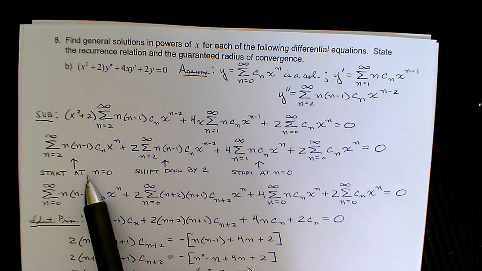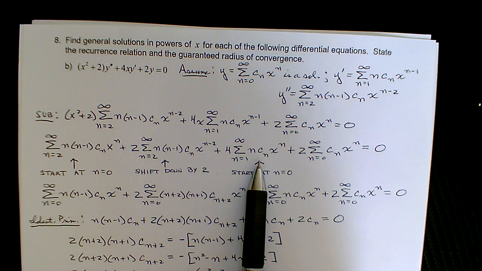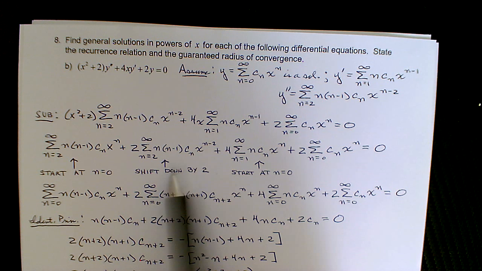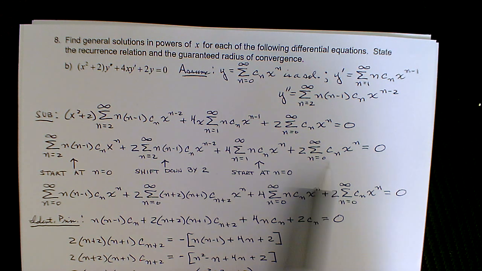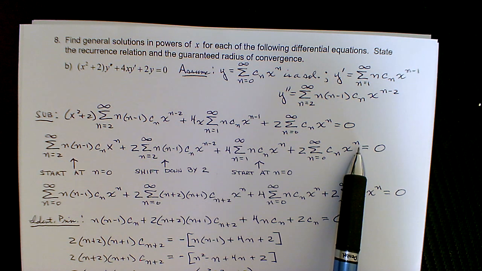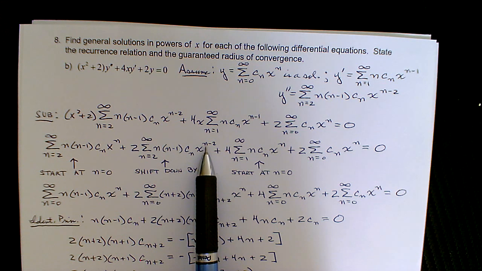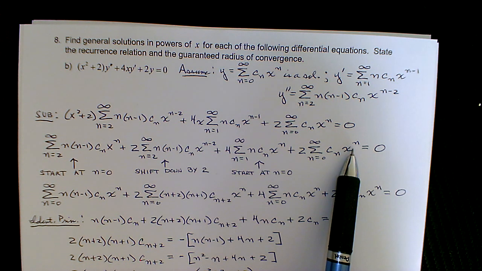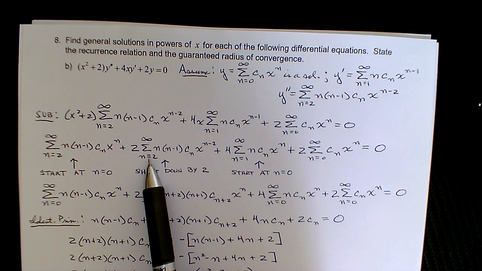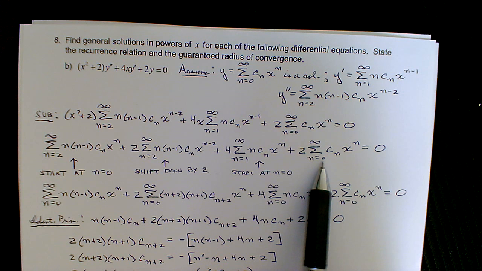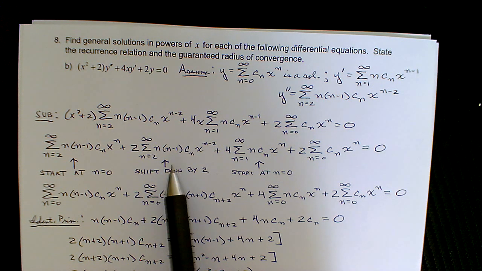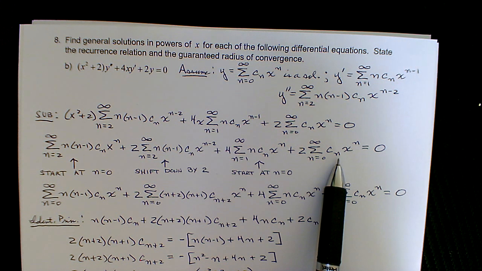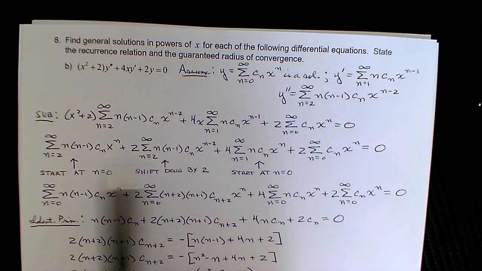And here's the little trick of being able to start at 0 for these first and third series. Notice how between the second and the fourth, the indices differ by 2, or excuse me, the powers on x differ by 2, n minus 2 and n, and the indices differ by 2, n equals 2 and n equals 0. So by shifting down, this one will match this one with regards to setting it up so we can use the identity principle.